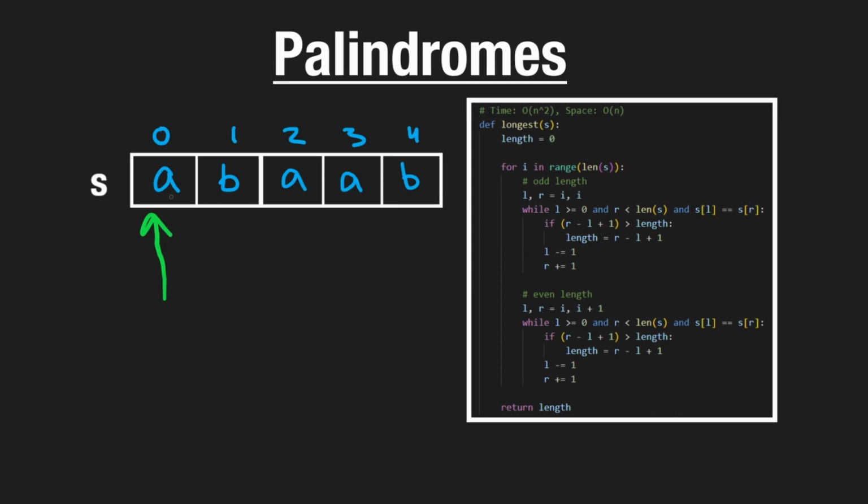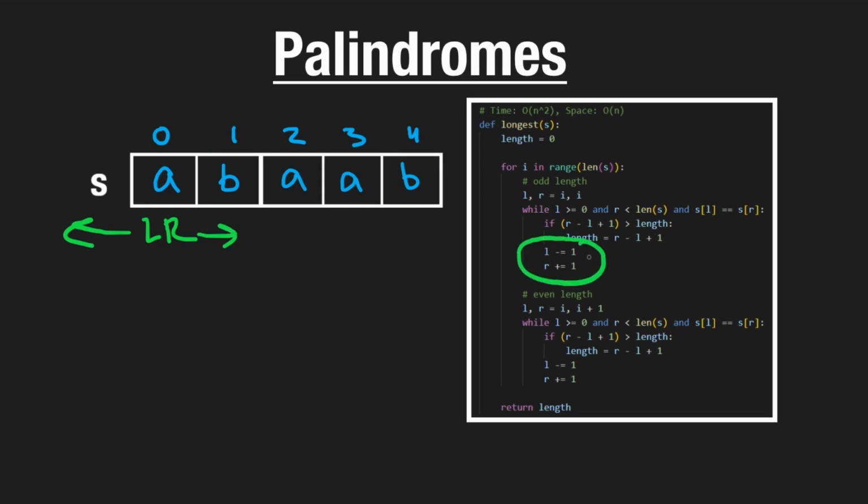So if we were at index 0, we would initialize our left and right pointers at this character. And while these two pointers are in bounds, so while left is greater than or equal to 0, and while the right pointer has not gone out of bounds in this direction, and while those two characters that the pointers are pointing at are equal, initially it's just one character, so we know that this, of course, is a palindrome. We're going to keep expanding our two pointers. So that's this code over here.